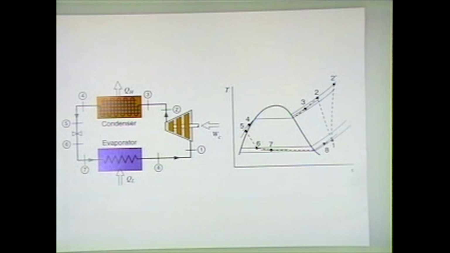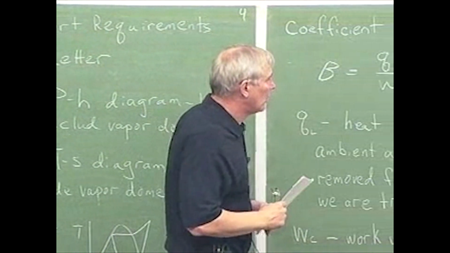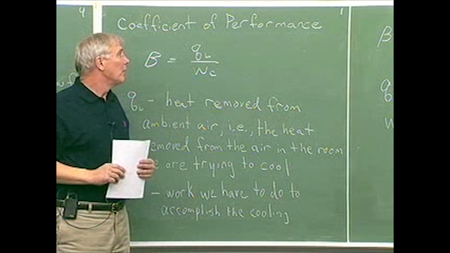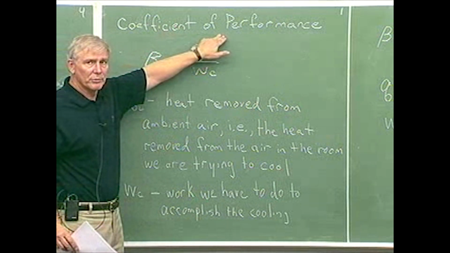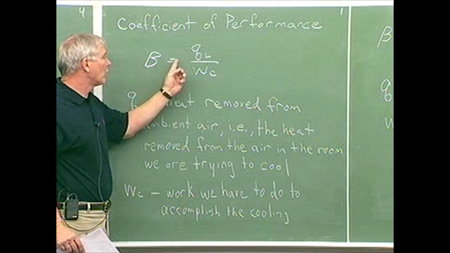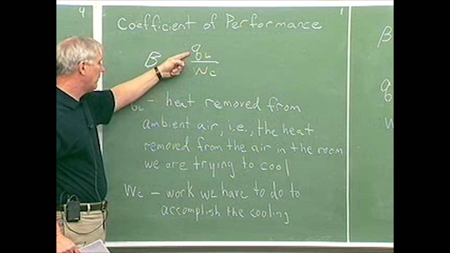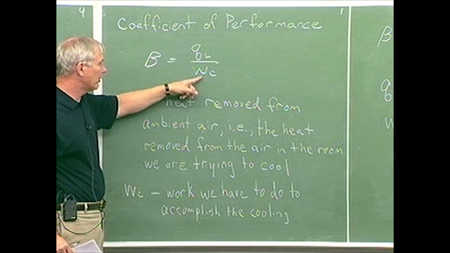Okay. Now I want to talk a little bit about how we measure performance in a refrigeration cycle, so I'm going to go to the board. The first parameter we use for measuring the performance of an air conditioning cycle is what's called the coefficient of performance, and we use the symbol beta to indicate coefficient of performance. Beta, or coefficient of performance, is just the heat removed from the air that we're trying to cool divided by the work that we have to put in to accomplish it.